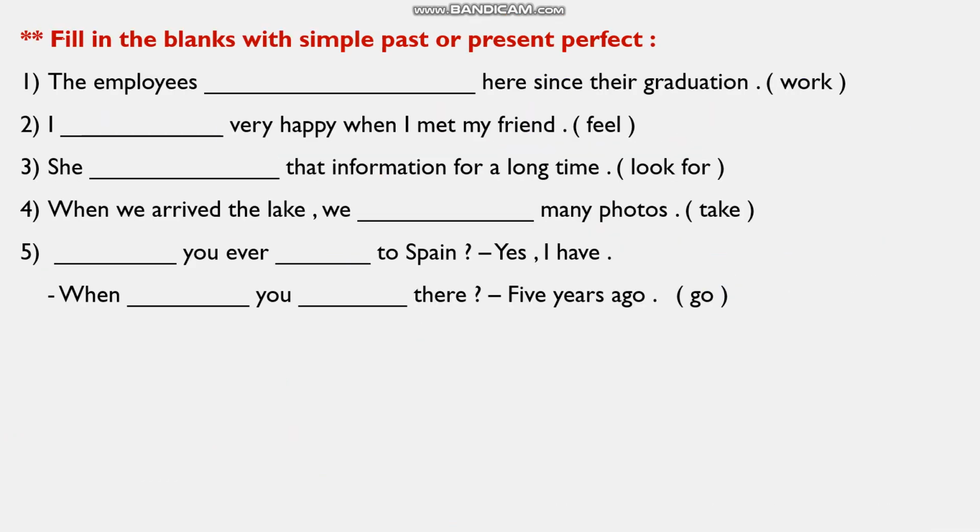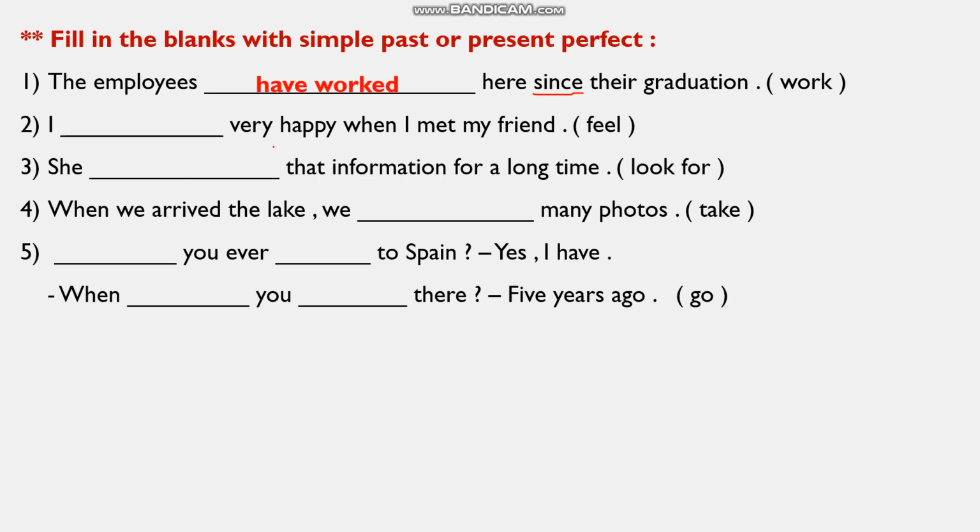طيب خلينا نأخذ بعض التمرينات لحتى نتأكد إنه فهمنا حاولي تاسع قبل ما تشوفي الإجابات إنك تجاوبي لحالك. Number one, the employees here since their graduation. في عندي work. الآن بدي أدور على الكيوردز. هنا في عندي since معناته present perfect. So the employees have worked here since their graduation.